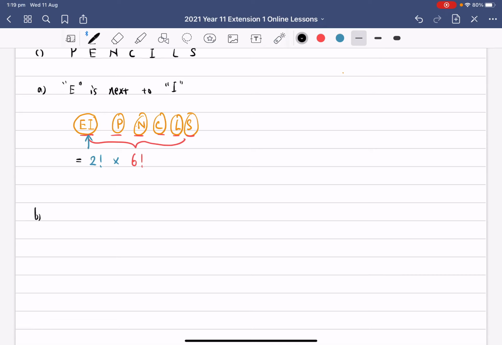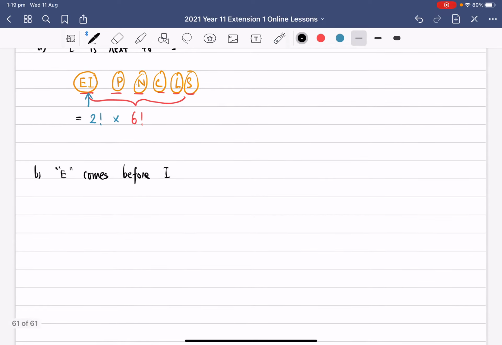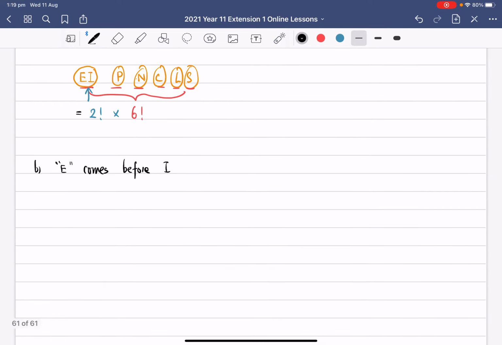Question B, what about E that comes before I? Now this is interesting. If E is before I, well, it didn't say anything about how many places before I. It could be one place before I, it can be multiple places before I. So the way to do it is you first forget about E and I. This is very similar to the one I did last lesson. So we list all the letters that are not E and I first. Within those 1, 2, 3, 4, 5 letters, we can rearrange those 5 letters around. So those 5 letters is 5 factorial. That's easy to deal with.